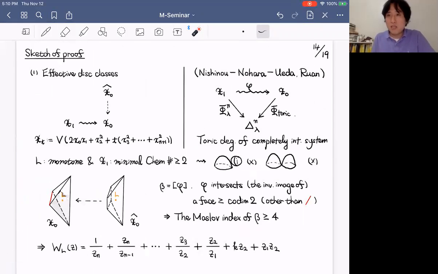Okay, then let me sketch the proof. The first ingredient for the proof is toric degeneration. Toric degeneration, together with some topological argument, actually gives some constraint on effective disk classes.